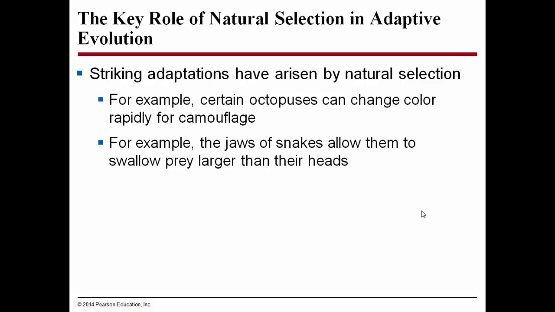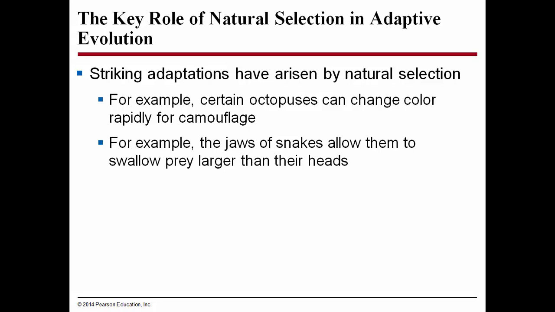A key role of natural selection is in adaptive evolution. Striking adaptations have arisen by natural selection. For example, certain octopuses can change color and even shape readily for camouflage. For example, the jaws of snakes allow them to swallow prey that is larger than their heads. So snakes have adapted to be able to dislocate their jaws, and they can open their mouths so they can consume animals that are larger than themselves.